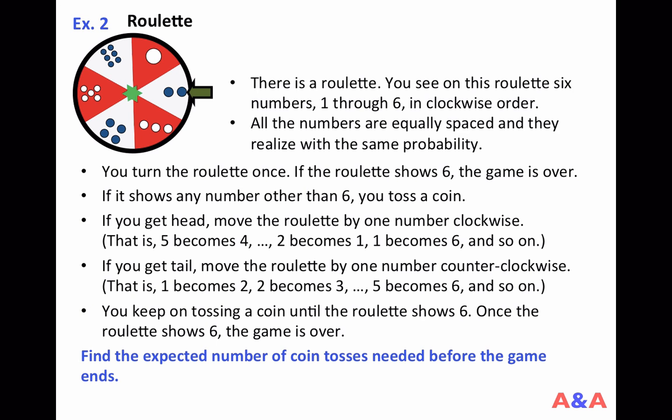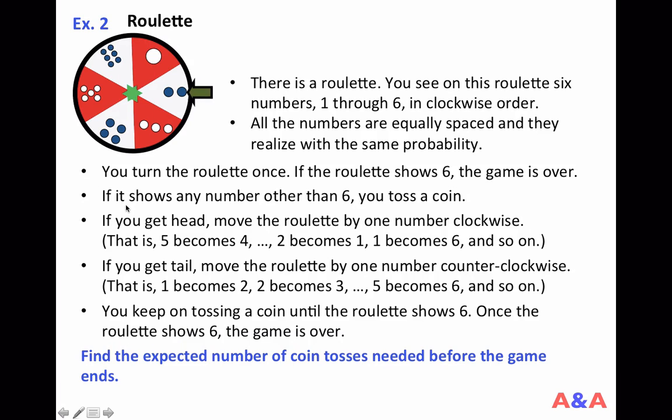Next, let's look at a slightly more complex problem. There is a roulette, and as you can see, on this roulette, there are 6 numbers, 1 through 6, in a clockwise order. All the numbers are equally spaced, so they realize with the same probability 1 over 6. The game proceeds as follows. First, you turn the roulette once. If the roulette shows 6, then the game is immediately over.